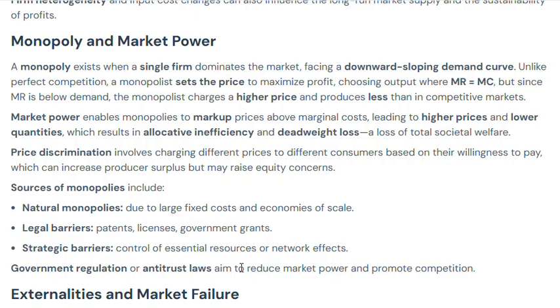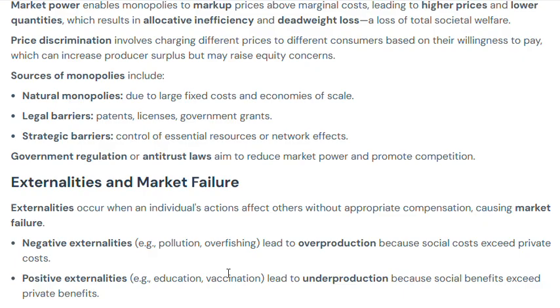Market power enables monopolies to mark up prices above marginal cost, leading to higher prices and lower quantities, which results in allocative inefficiency and deadweight loss, a loss of total social welfare. Price discrimination involves charging different prices to different consumers based on their willingness to pay, which can increase producer surplus but may raise equity concerns.